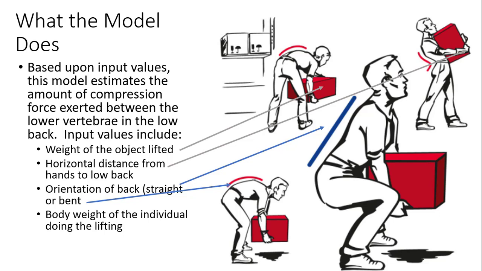So we have numbers that we can use. This is actually quantified using a cosine theta. And if that's not your thing, don't worry about it. It's actually pretty simple. We're just going to plug some numbers in depending on the orientation of the back. And then finally, the body weight of the person doing the lifting. And this makes a difference. Whether the person tends to weigh more or less, it's going to have an influence on that compression force. So that becomes our fourth and final input value.